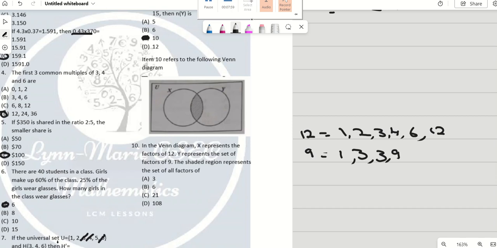Then they said this shaded part is my intersection, meaning what these two, my factors of 12 and factors of 9, have in common, right? They have 1 in common, yes, and they also have 3 in common. So between the answers here, the shaded region represents a set of factors that didn't have 1, but they have 3. So A, or 3, would be your answer.